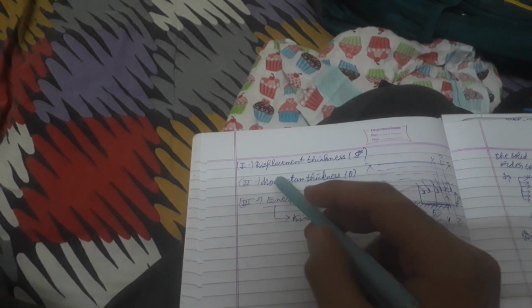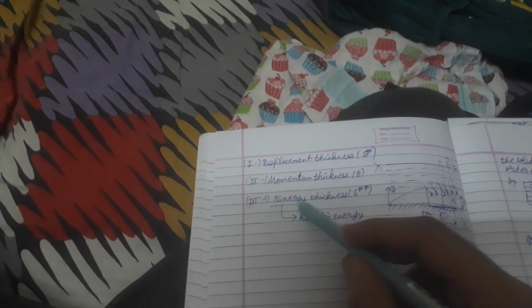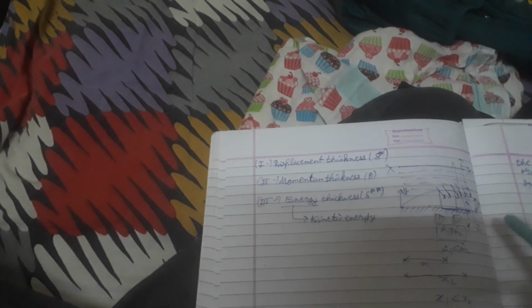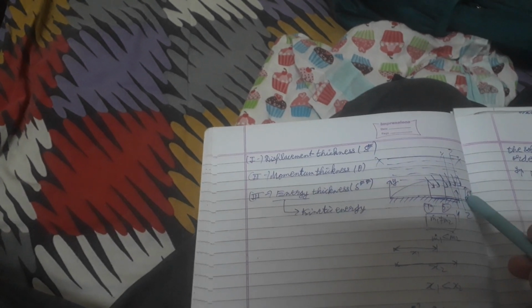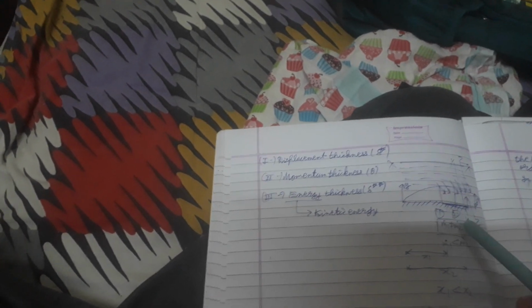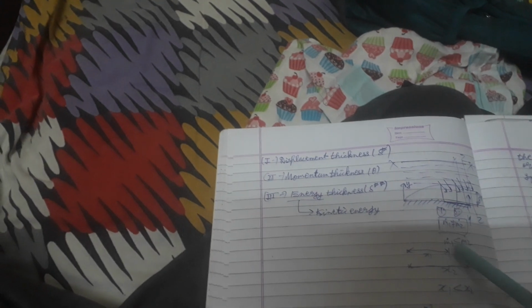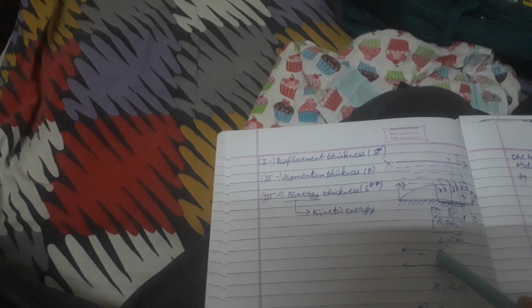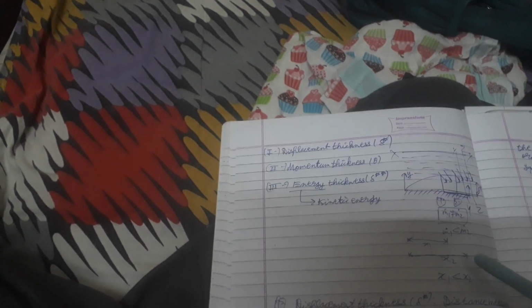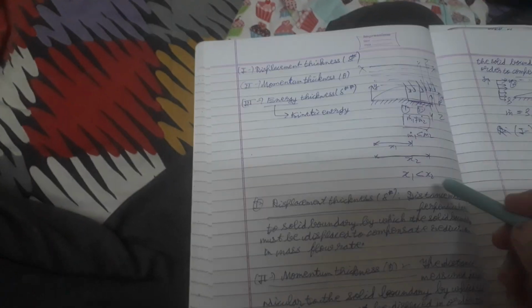Displacement thickness delta star, momentum thickness theta, energy thickness delta double star. This is kinetic energy. This is y. This is delta star. This is section 1, this is section 2. m1 dot is not equal to m2 dot; m1 dot is less than m2 dot. This is x1, this is x2, x1 less than x2.